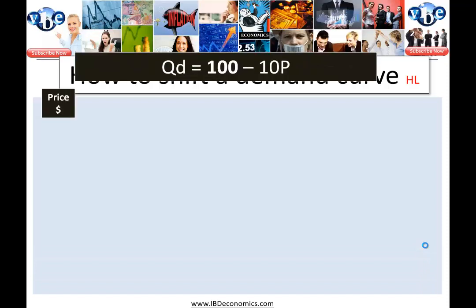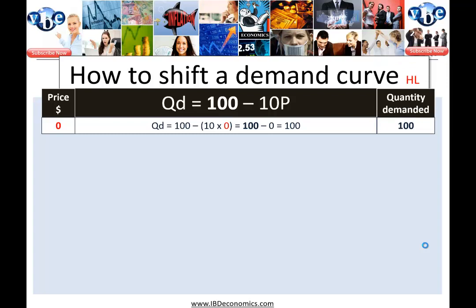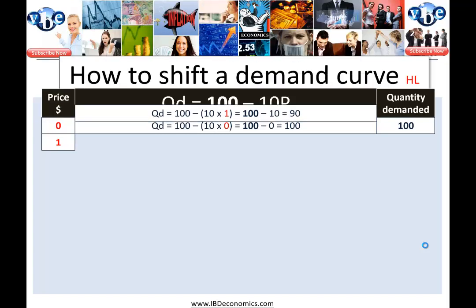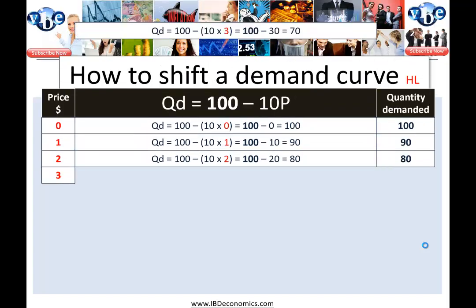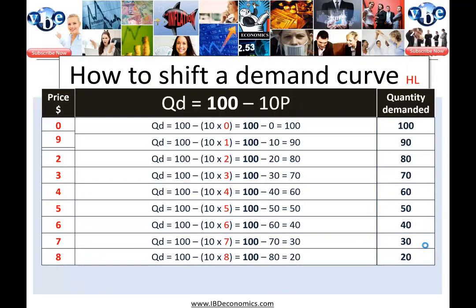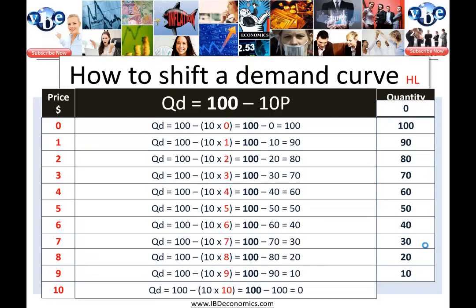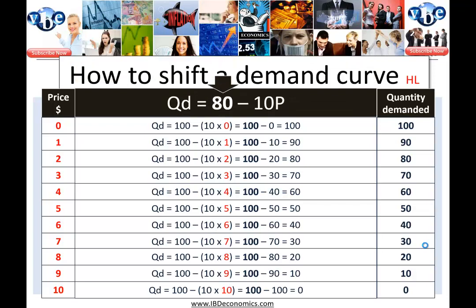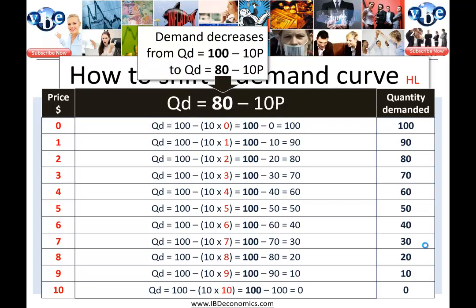Shifting a demand curve. Here is our first function, QD equals 100 minus 10p. And we've been through and made these calculations before. This is our demand schedule. Take that all the way down to 10. So price of $10, quantity demanded drops to 0. Now, we're going to shift that. So instead of quantity demanded equals 100 minus 10p, we've got a demand decrease here. And demand is decreased. The curve shifts left to QD equals 80 minus 10p.